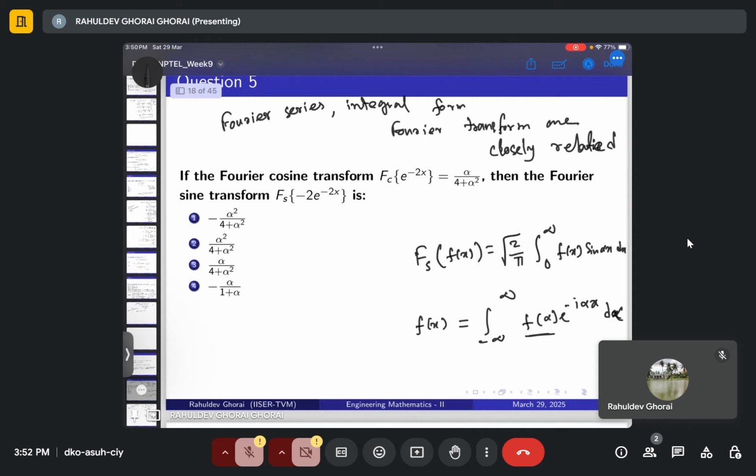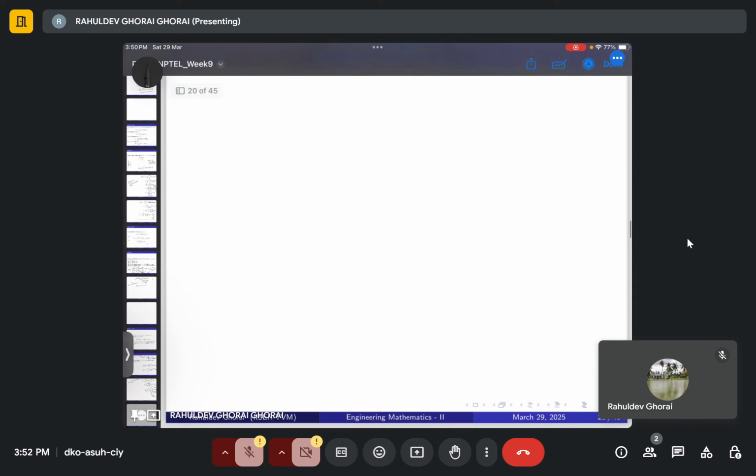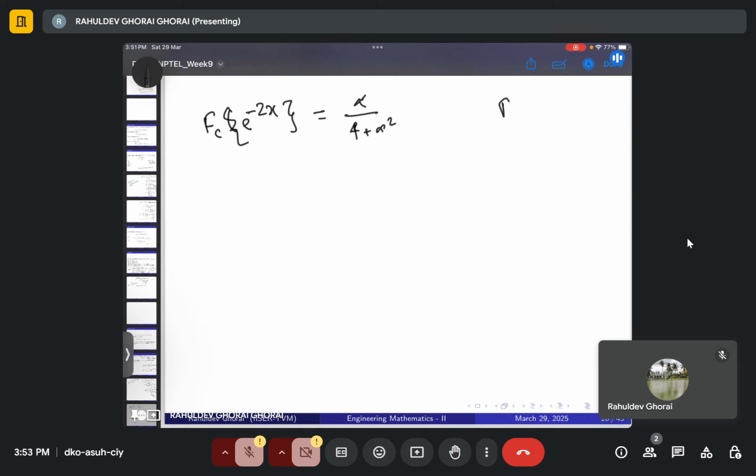Okay, so now how to solve this question? The Fourier cosine transformation is given to you. What is that? Fc of e to the power minus 2x is equal to alpha over 4 plus alpha square. Right? We need to find mainly Fs of 2 e to the power minus 2x.